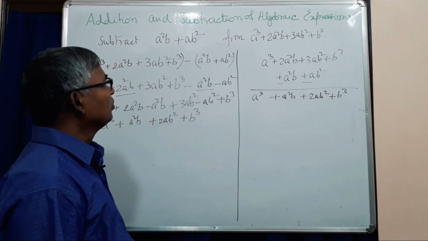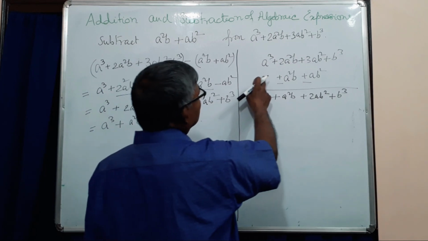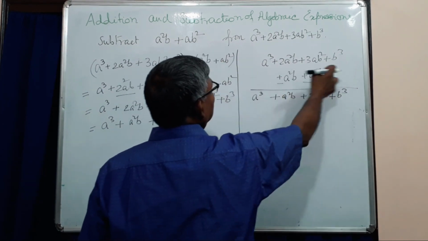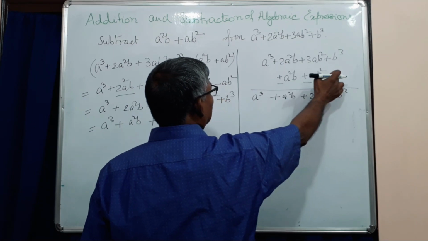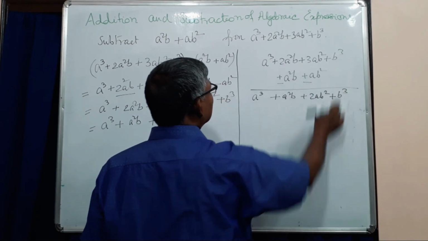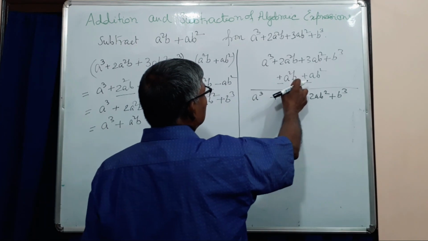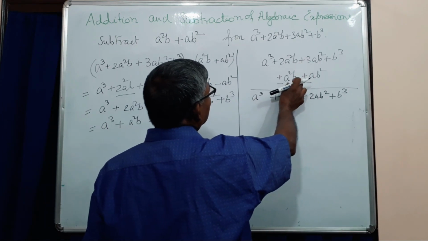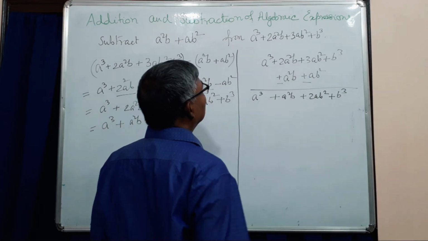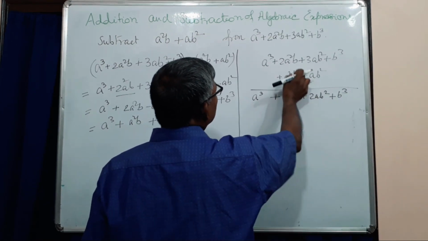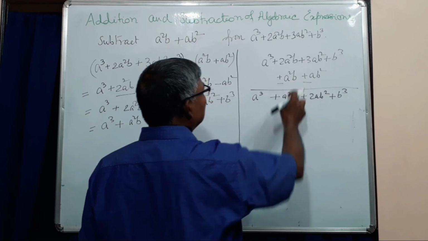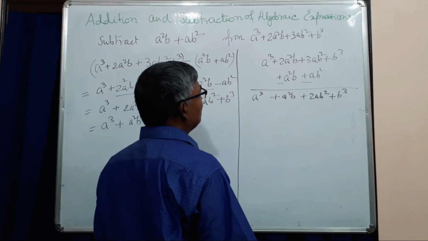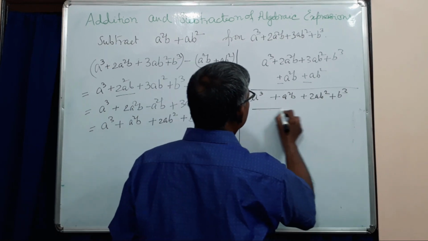So you see here, in this part there is no a cube term and no b cube term. So this should be vacant, and you just put the variables of the same type, same group. Here you see a square b, here also a square b, so it takes together and you will get the result.